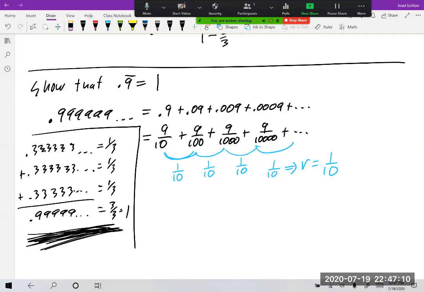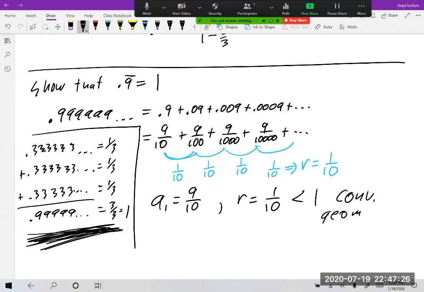Okay, so now I get to say that my a sub 1 is worth 9/10. I get to say that my r is worth 1/10, which is less than 1, which means convergent, geometric, right? It's a convergent geometric, okay? And we can find the sum, the infinite sum. And again, that's the weird part. Remember, we're adding to infinity. So we're adding forever. And we're saying even adding an infinite amount of terms, it will still approach some value.